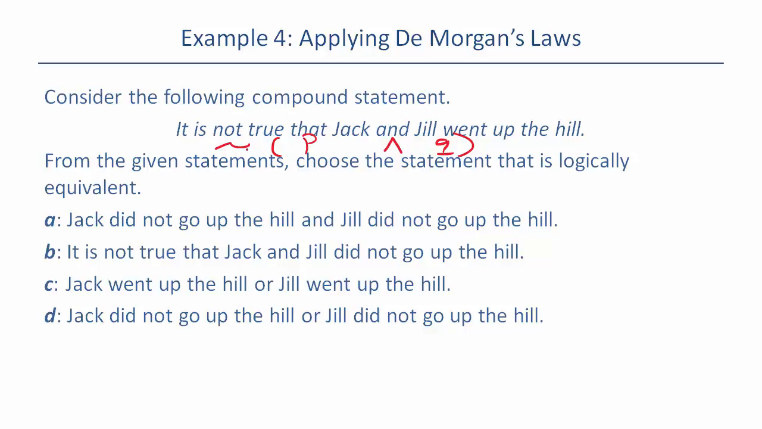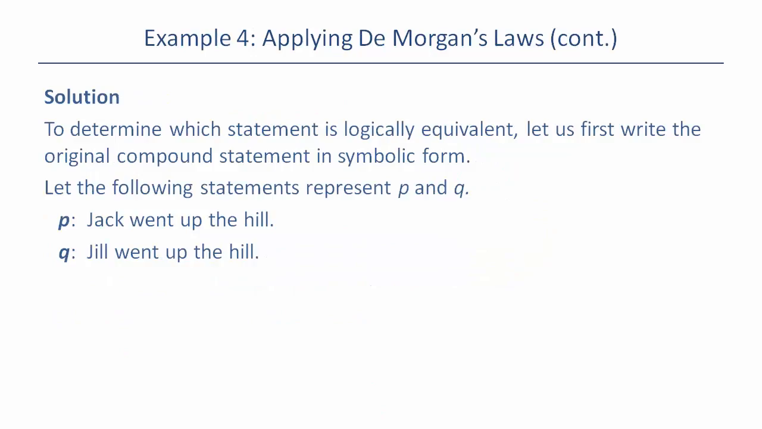And then this is just saying it is not true, right? Take the negation of it. So if we take the negation of that, isn't that the same thing as not P or not Q according to De Morgan's law? And that means Jack didn't go up the hill or Jill didn't go up the hill. Not Jack and Jill didn't. Nope. Jack went up the hill or Jill went up the hill. No, we've got Jack did not go up the hill or Jill did not go up the hill. So do you see how D would be the logically equivalent statement here?